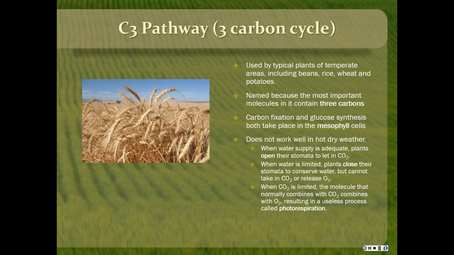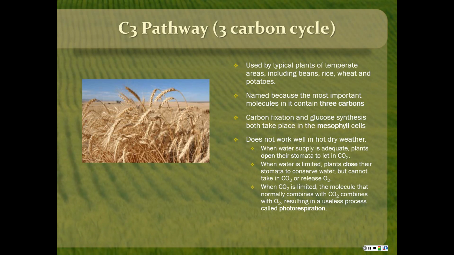So these are basically plants that evolved in areas where the temperatures aren't too hot or cold. And all trees are also C3s, most trees. It's named that because the most important molecules in it have 3 carbons. And in this case, carbon fixation and glucose manufacture both take place in the mesophyll cells of the leaf.